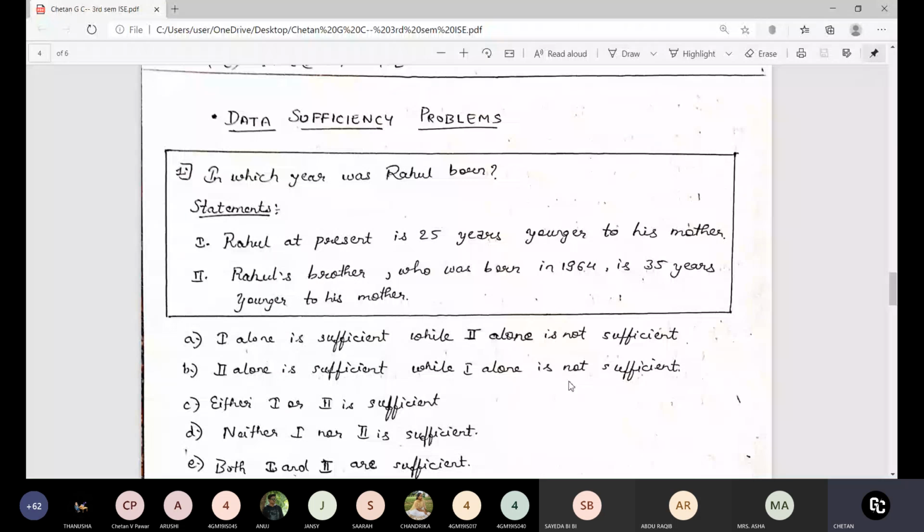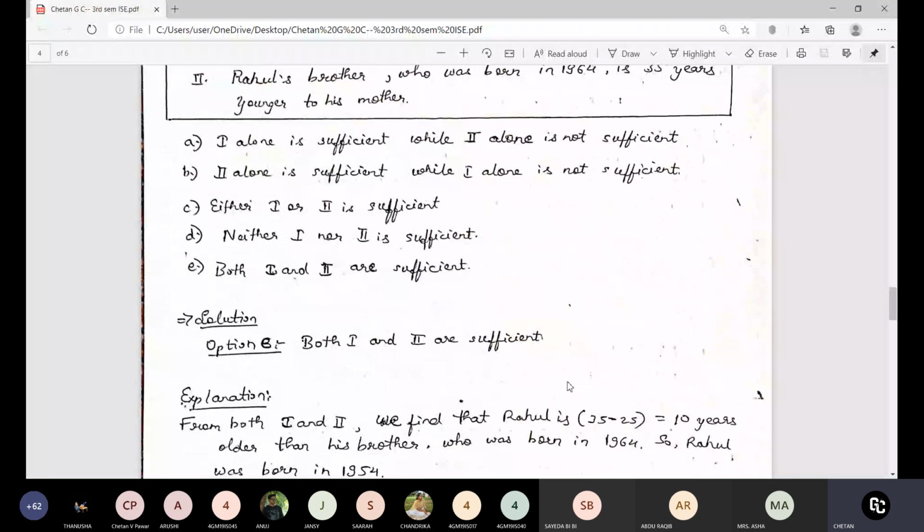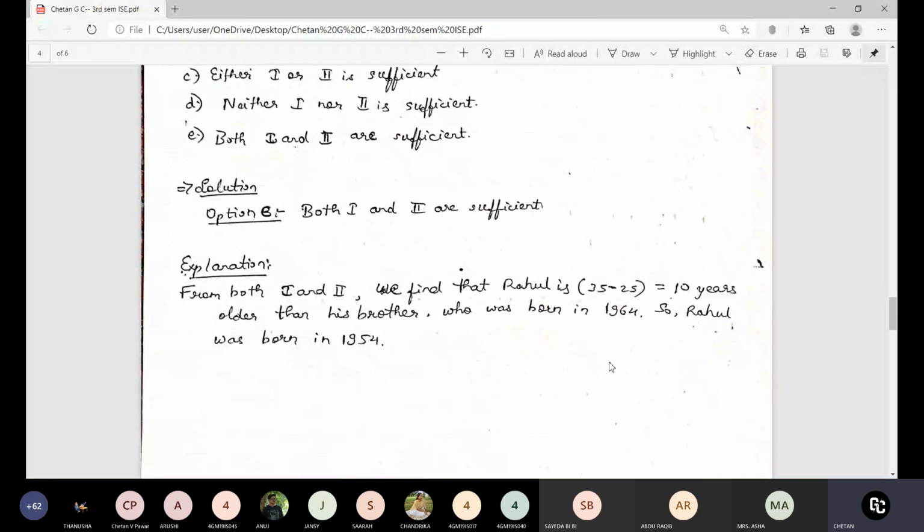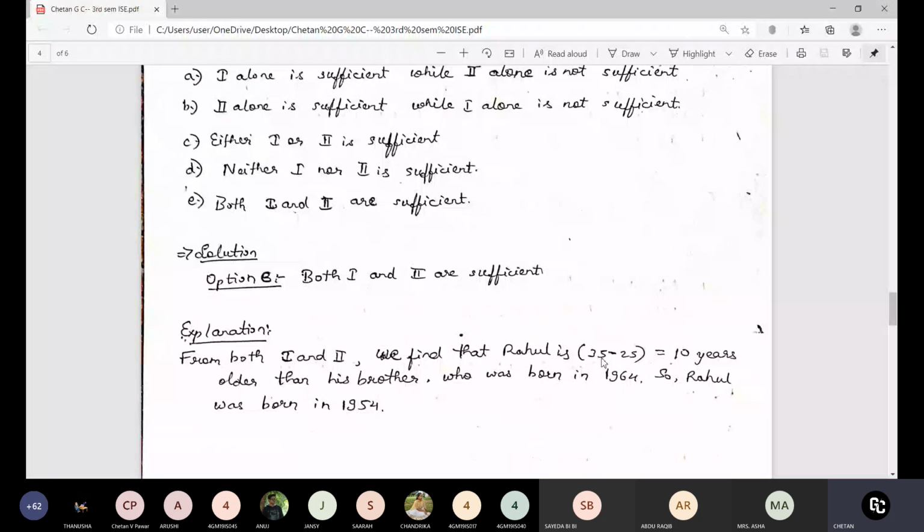So option D says if data given in both statement 1 and statement 2 together is not sufficient to answer the question. So in option E, you can say if data in both statements 1 and 2 together are necessary to answer the question. So these are the five options you can predict and answer for the given statements in data sufficiency.